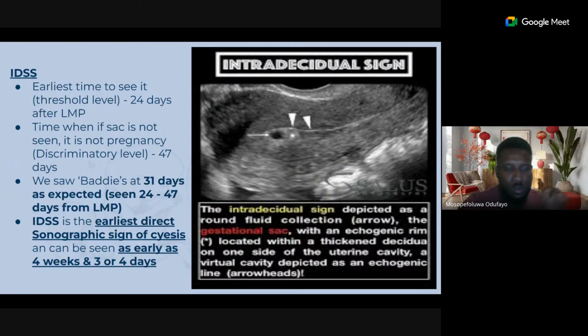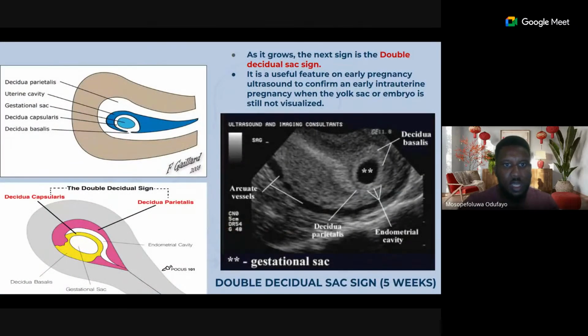So again, it is a small, tiny black hole within an endometrial echo, whether thickened or not thickened. Then as the sac begins to grow, we begin to appreciate another kind of sign, which is what we call the double decidual sac sign. It's a useful feature in early pregnancy to confirm an early intrauterine pregnancy, even when the yolk sac or embryo is not visualized. So let me give you a trick.